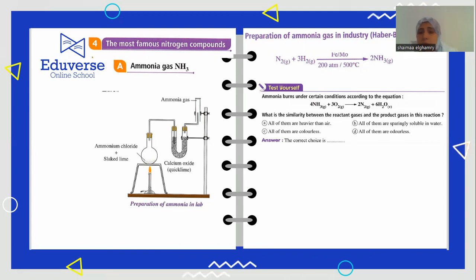All of them are odorless. For sure, all of them are colorless, because oxygen itself is not heavier than air. So we can say that all of them are heavier than air. All of them are sparingly soluble in water, but ammonia dissolves in water easily, forming a basic solution. All of them colorless, yes. All of them are odorless? Ammonia has a strong odor.